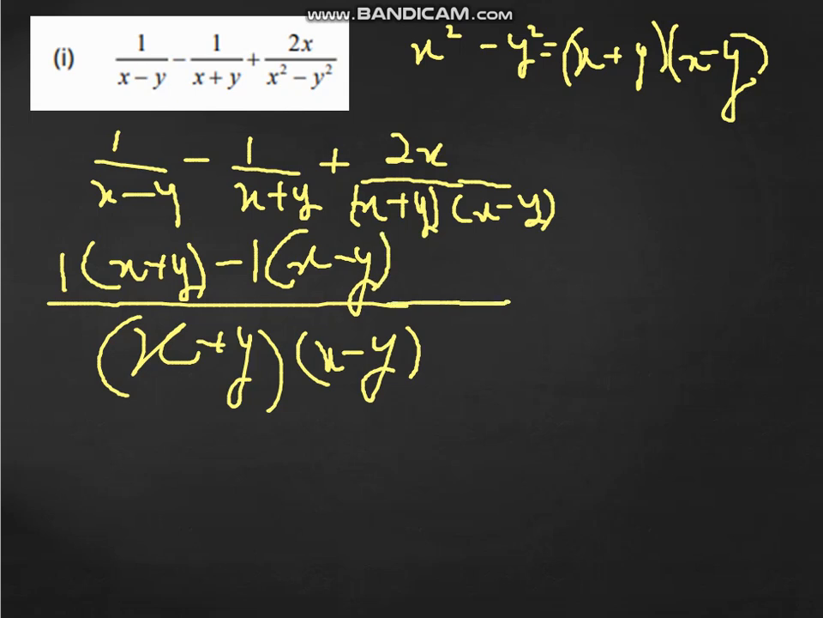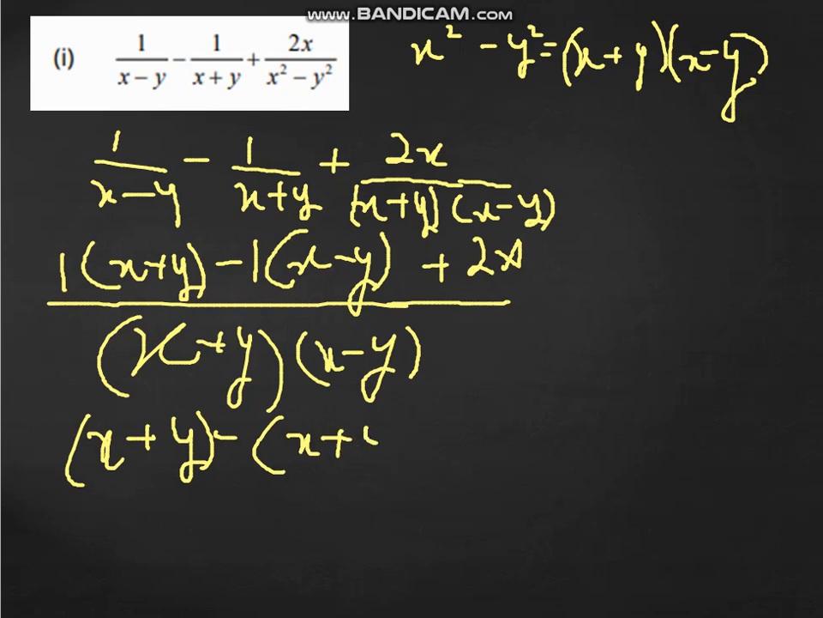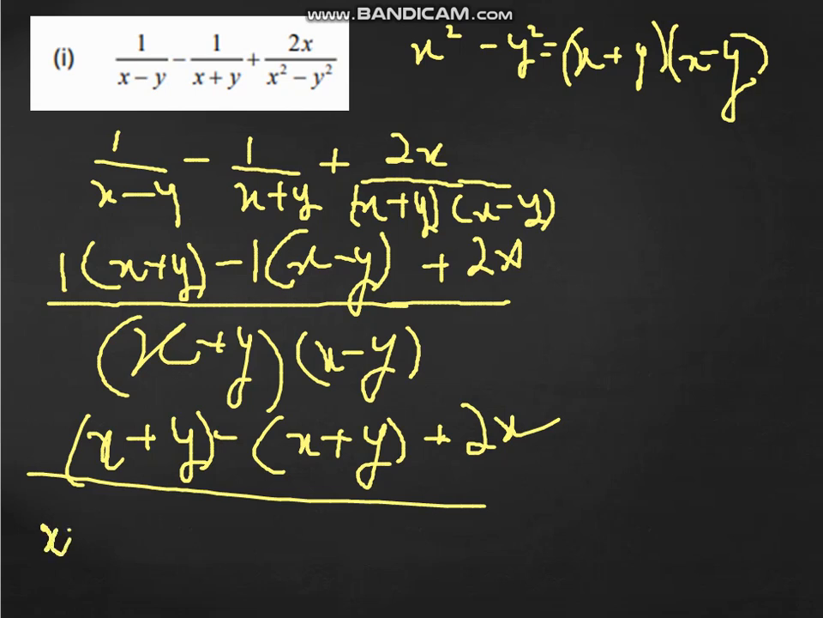And then we have 2x. Okay, so x plus y minus x minus y plus 2x. We're just putting these in the brackets for now. We're going to open the brackets later on. Plus 2x divided by x plus y, x minus y.